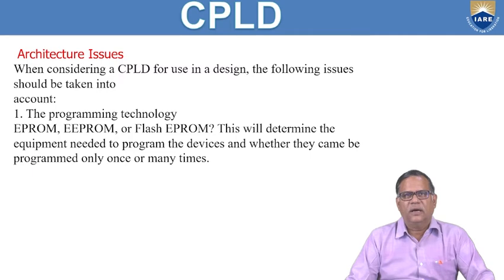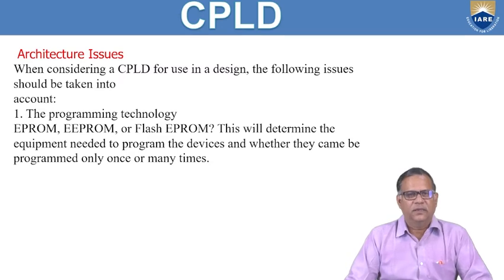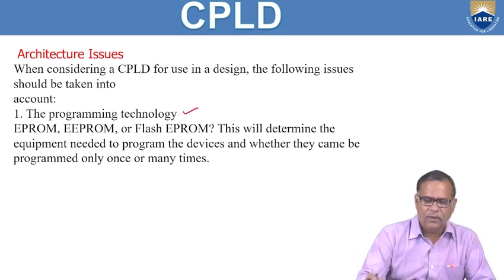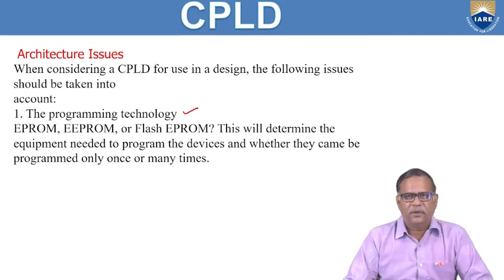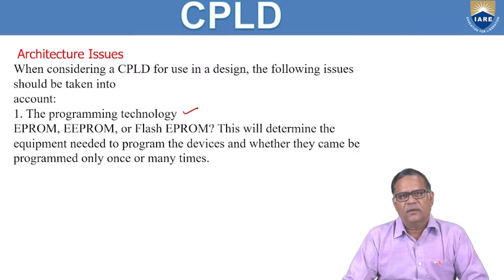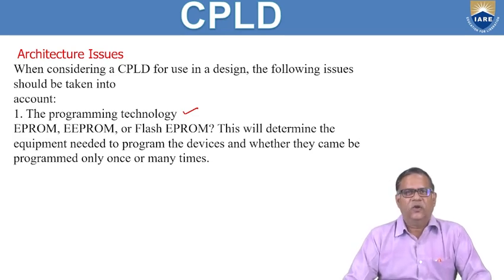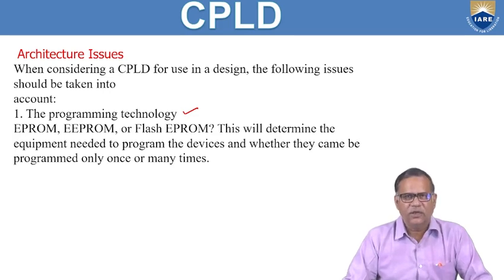Now let us discuss the architectural issues. When you have decided to use a CPLD for your design, how do you select the CPLD from the various manufacturers? What are the factors you have to take into account? First is the programming technology. You have to see whether it is EPROM, EEPROM or flash EEPROM, because this determines the equipment you have to procure, and also you have to consider how many times you can do the programming. So these are the two aspects of the programming technology: one is the equipment needed to program the devices, and another is how many times you can program.